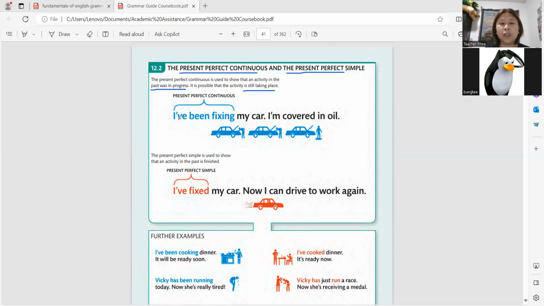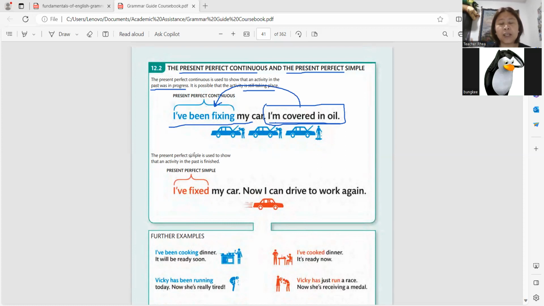So for example, I've been fixing my car. So I'm covered in oil. So this is the event that happened at the moment, right? At the moment, this is the result of this activity here. So I've been fixing my car.